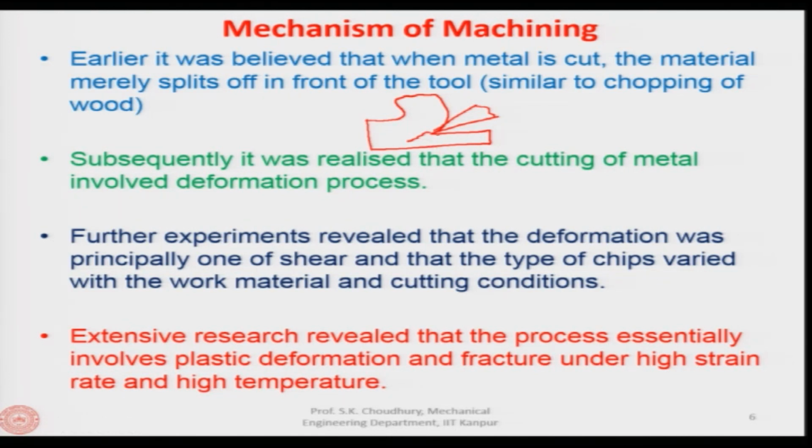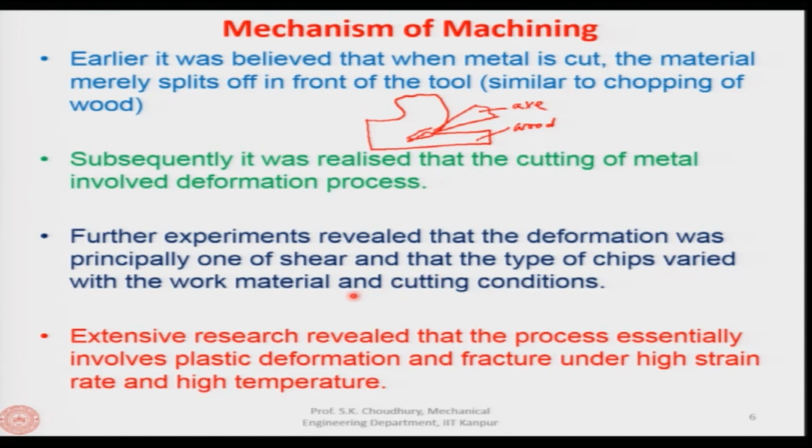Like in the case of wood, they were thinking that it merely splits off in front of the tool, like the axe in wood cutting. But in case of metal, it does not happen; that was realized a little later, and subsequently it was realized that the cutting of metal actually involves a deformation process. Further experiments revealed that the deformation was principally one of shear, that is a shear deformation, and that the type of chips varied with the work material and the cutting conditions.